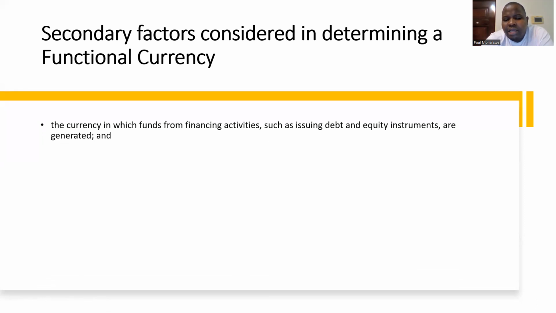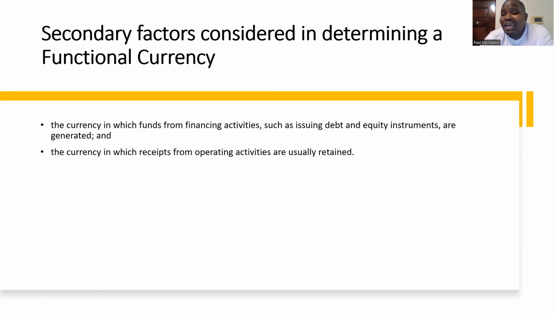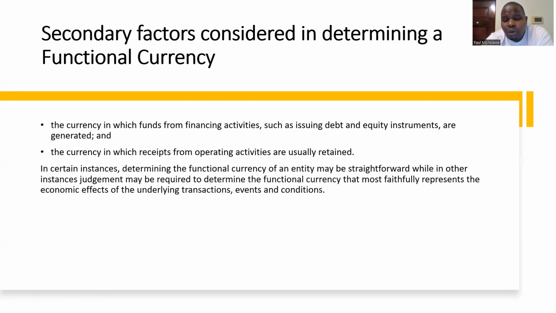We're saying the currency in which funds from financing activities, such as issuing debt and equity instruments, are generated, and the currency in which receipts from the operating activities are usually retained. When you make a sale, how do you retain your receipt, the money that you get? In what currency do you retain that money? How are you getting the finance to move the operations of the business for such an operation?